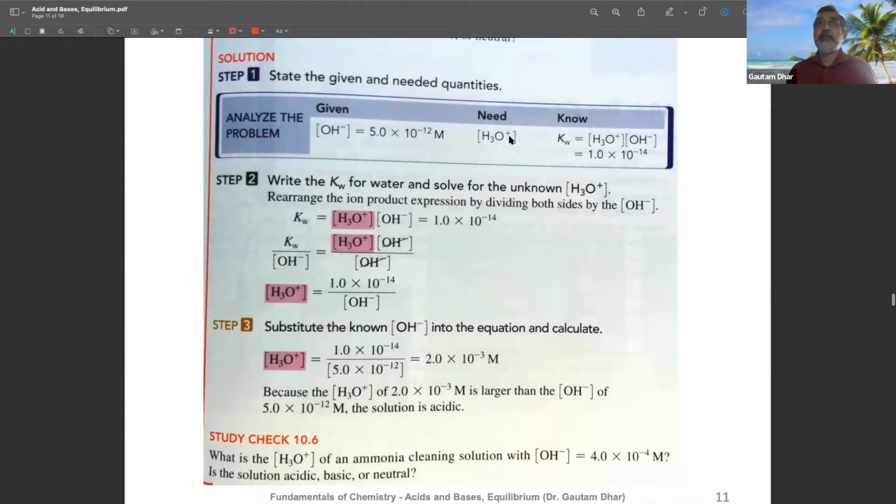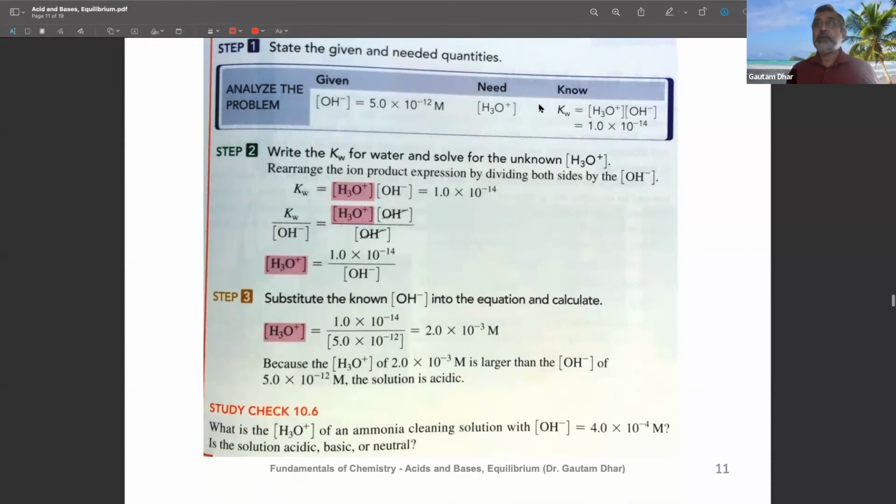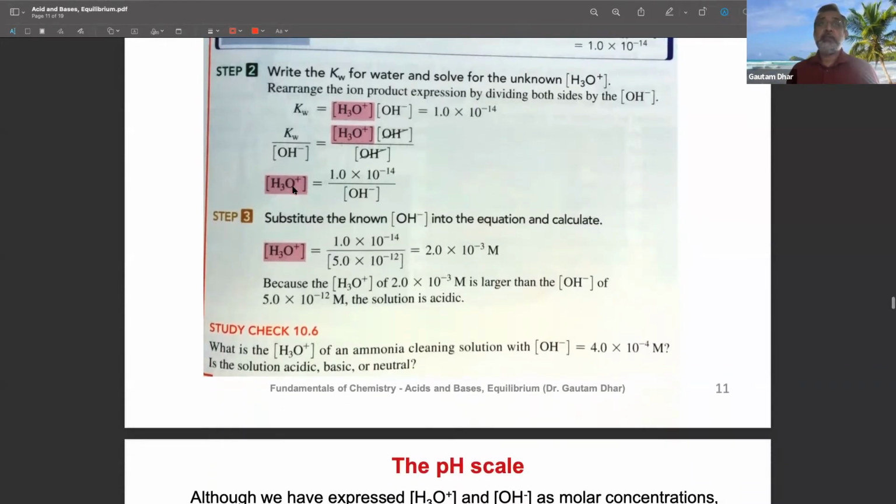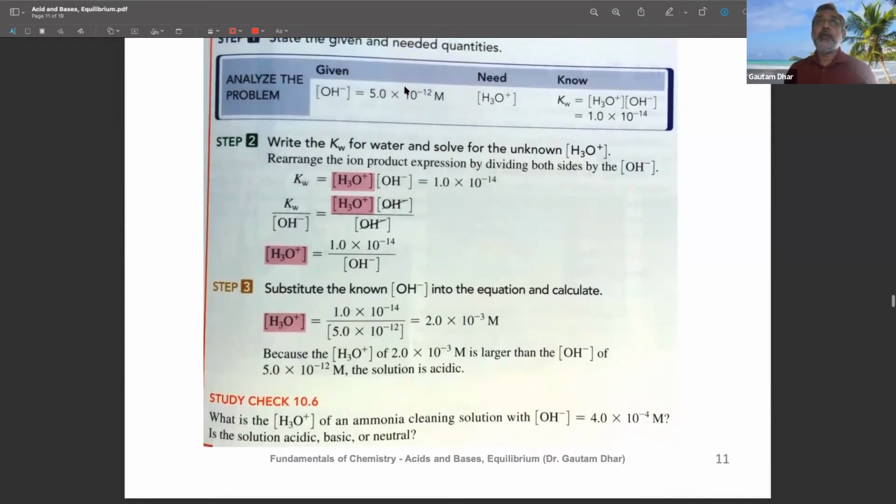So this is what is given to you, and you need to know this one. But you also know that Kw is 1.0 times 10 to the power minus 14. So you can say that H3O plus equals 1.0 times 10 to the power minus 14 divided by the concentration of OH minus. If you substitute these values, then H3O plus comes out to be 2.0 times 10 to the power minus 3.